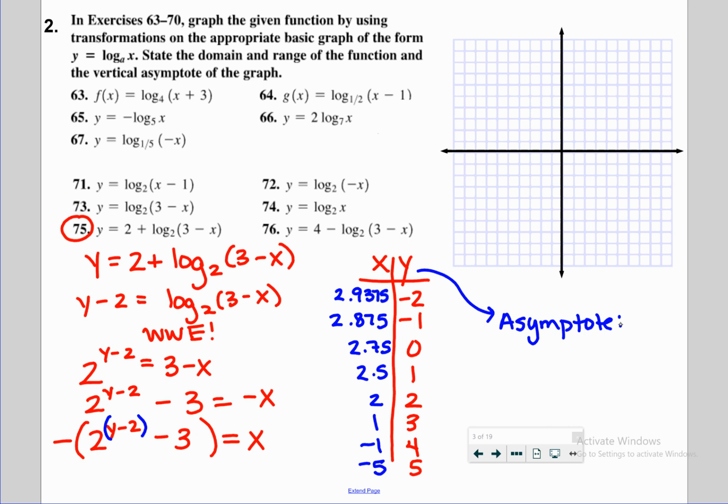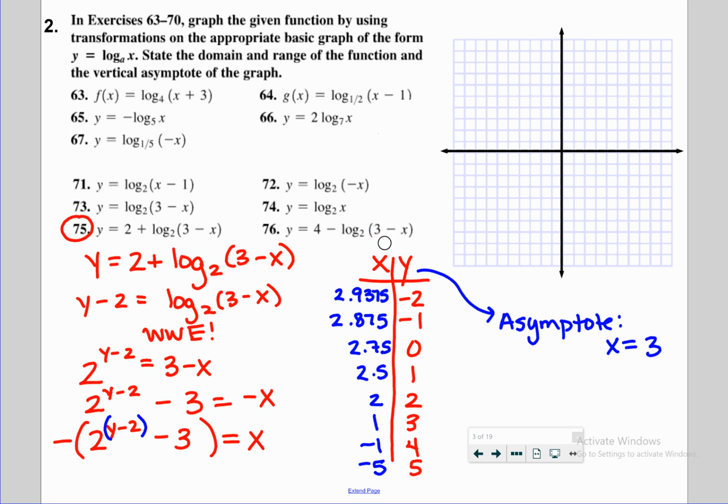Log graphs always have a vertical asymptote, and you can see the x's are getting really close to 3. So my asymptote is x equals 3. If you don't see that, you can always plug in a few more points until your values start to get really close together. You're also going to be able to find it.